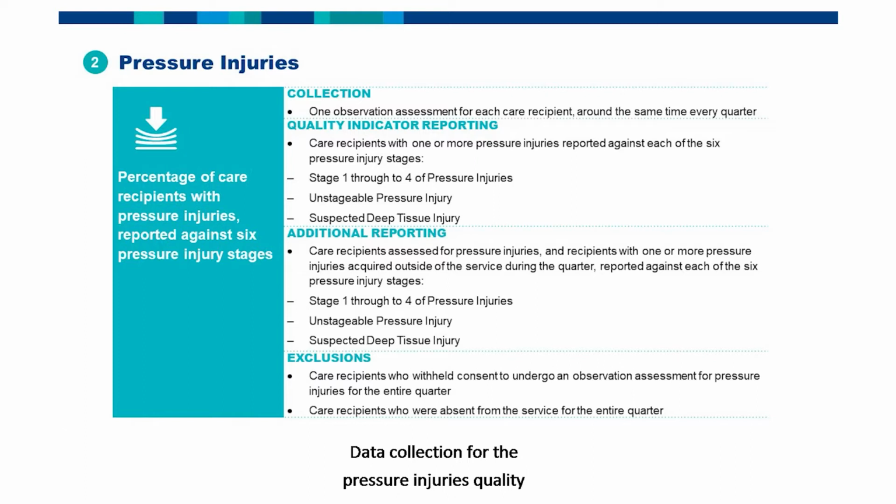Data collection for the pressure injuries quality indicator will involve 1 observation assessment for each care recipient around the same time every quarter. Reporting for the pressure injuries quality indicator will include the number of care recipients with 1 or more pressure injuries and the number of care recipients with 1 or more pressure injuries reported against each of the pressure injury stages.